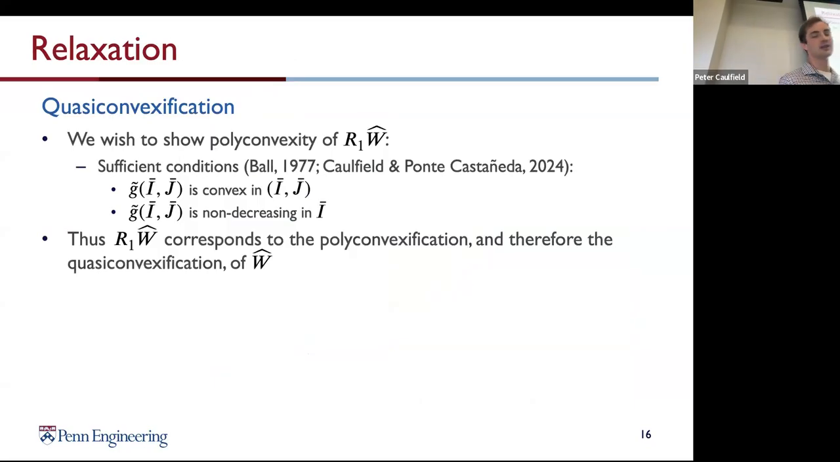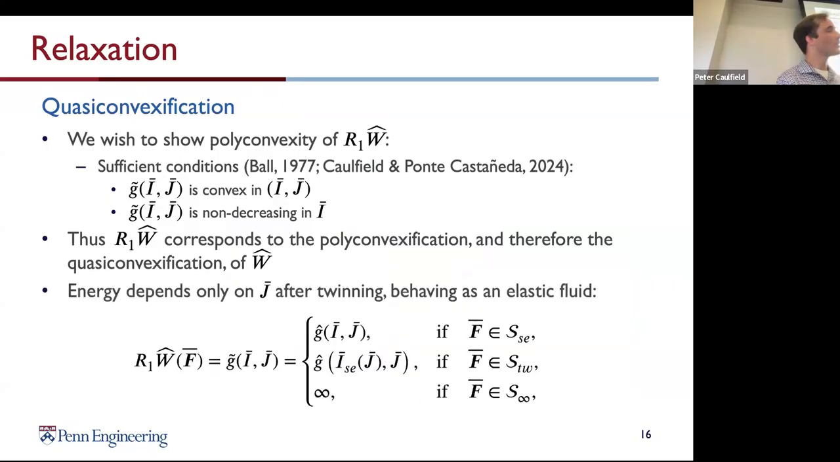So by that system of inequalities that we had before, that means we do have the quasi-convexification, so the relaxation of our energy. Okay, this is just summarizing again. An important thing to note here is that when you're inside this relaxed region, the twinned regime, the energy is now a function only of J bar, so the macroscopic volumetric deformation. So that means you have 0 shear modulus, and you're behaving like an elastic fluid in that regime. So you have some bulk resistance, but no resistance to shear deformations in that domain.